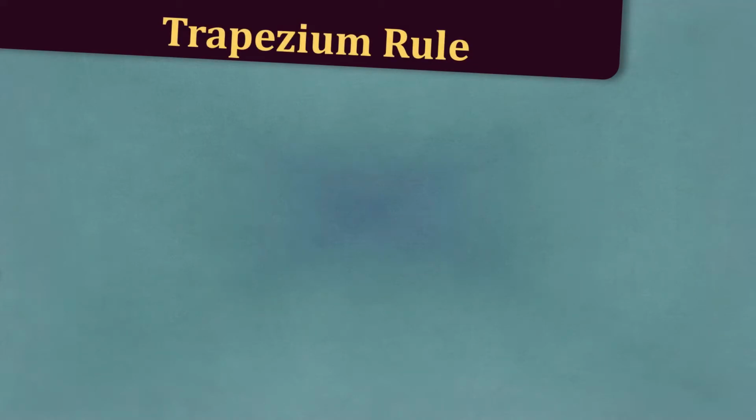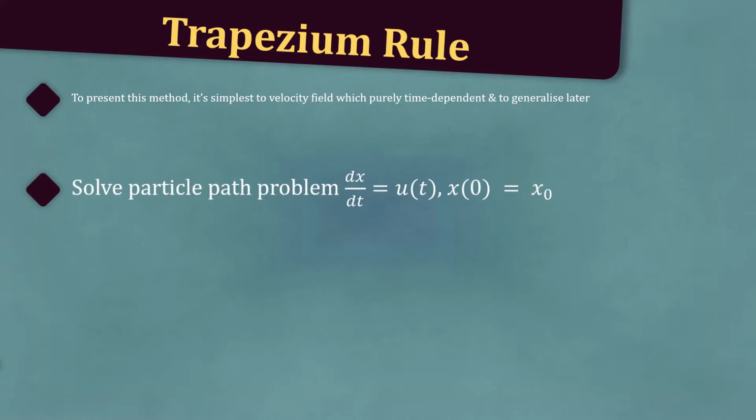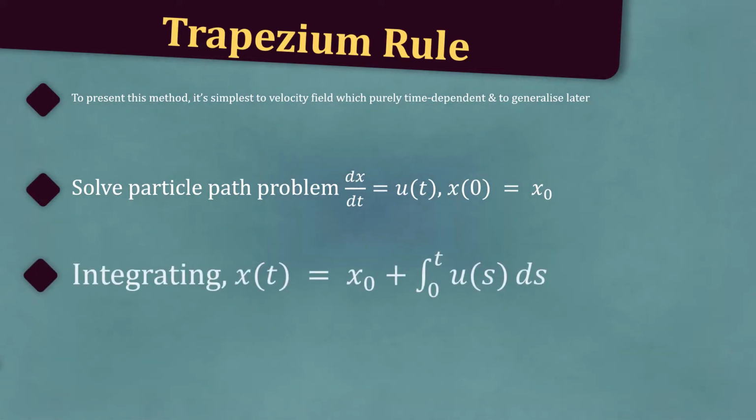Now, let's discuss the Trapezium Rule. To present this method, it's simplest to discuss a velocity field which is purely time dependent, and then we'll generalize later. We solve the particle path problem dx over dt is equal to u of t with x of 0 equaling x naught. Integrating, we have that x of t is equal to x naught plus the integral from 0 to t of u of s ds.